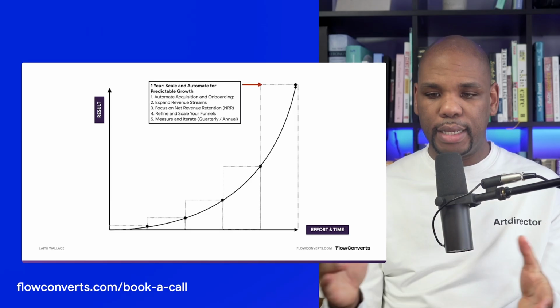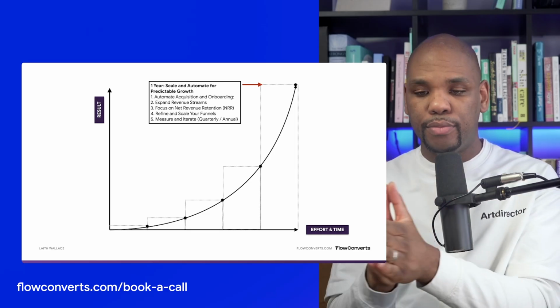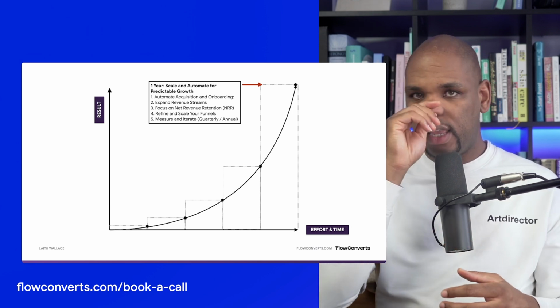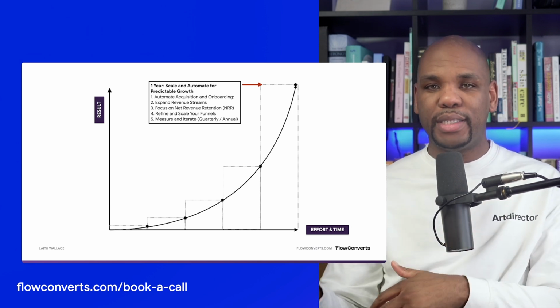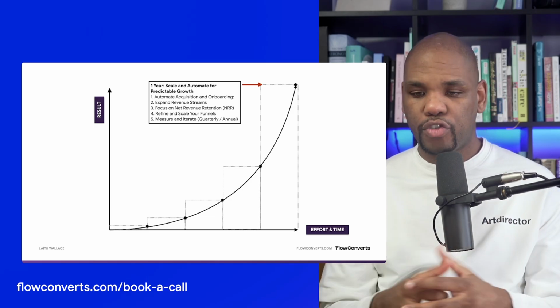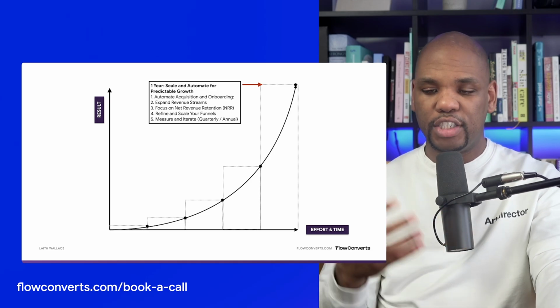And across the year, we're thinking about how we're going to scale and automate for predictable growth. So we're automating our acquisition and onboarding, making sure that, quote unquote, while we sleep, people are coming in and using the platform. We're going to expand our revenue streams. So how can we add more revenue streams once we have a clear funnel that is generating revenue?